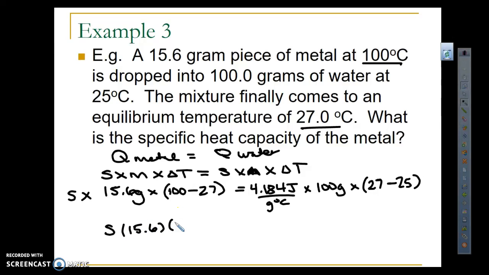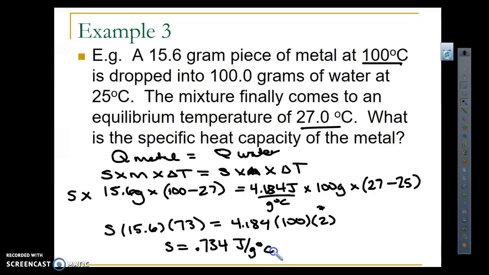15.6 times 73, equals 4.184 times 100 times 2. All right, so I'm going to divide over and get 4.184 times 100 times 2 divided by 15.6 divided by 73. I'm going to get 0.734. And then you want to put joules per gram degree Celsius.